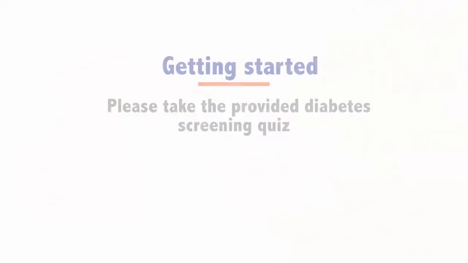We'll also cover some other helpful topics, such as how to work with your doctor, the importance of sleep, and other strategies for success. Now, since diabetes can be prevented or delayed, finding out how likely you are to develop diabetes is one of the most important things that you can learn. So I recommend that you get started by taking a short prediabetes screening quiz that we've provided.